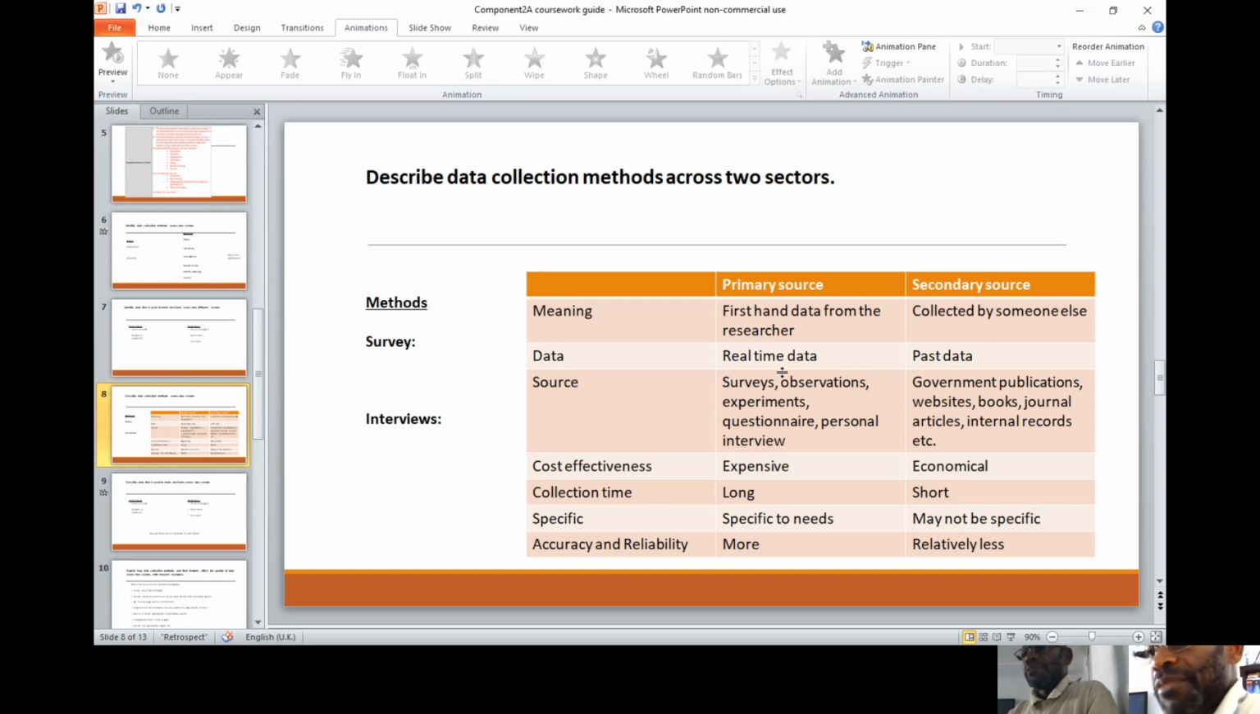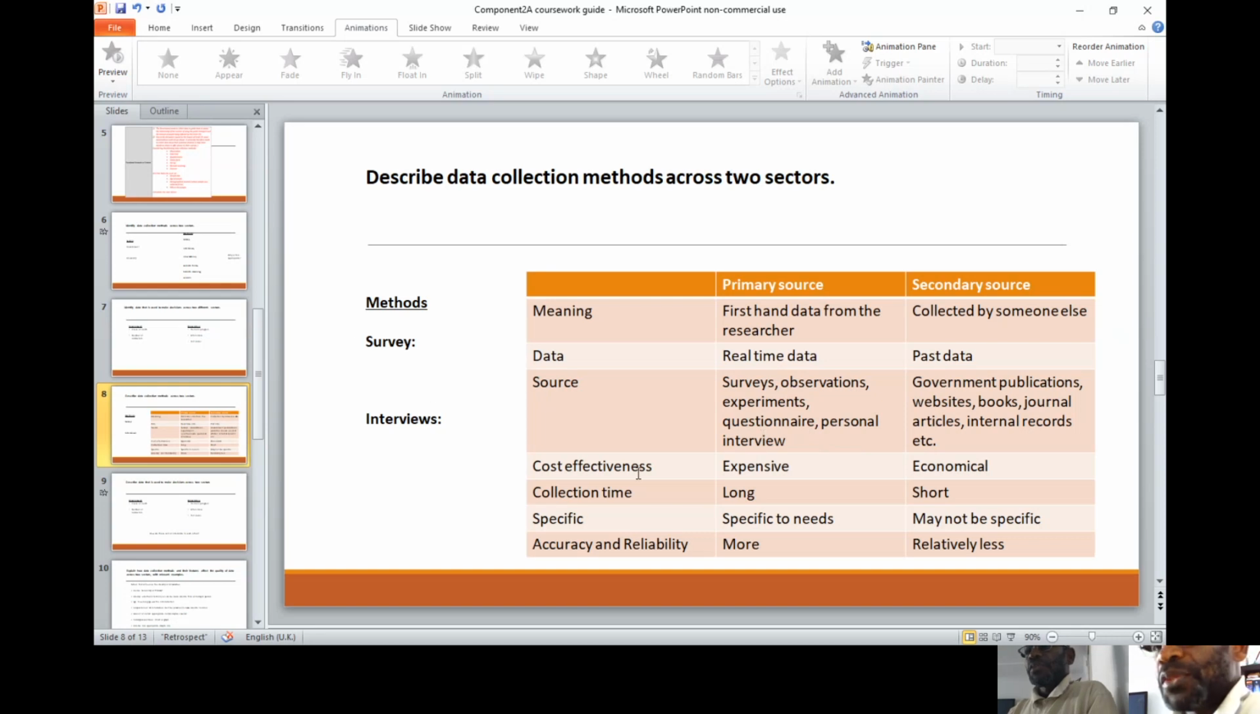Also, it's real-time data. It's normally up to date. And then, the primary source data will normally be obtained by survey, observation, experiment, questionnaire, and then personal interview.